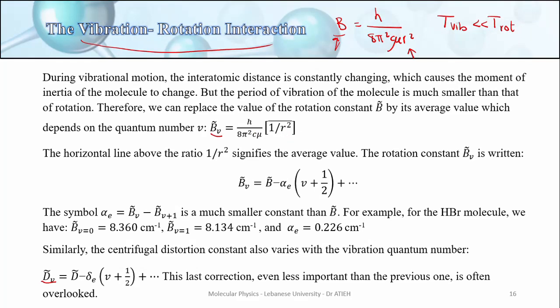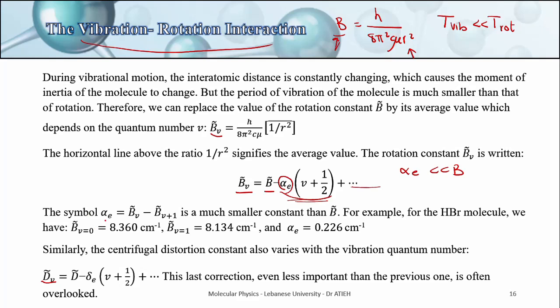Now using certain calculations that are not required in this course, B_v can be written as B, which is the normal value that we know at the equilibrium position, minus alpha_e (v plus half). This is the first correction. Other corrections are much smaller, but this is the most important one. Alpha_e is a constant.